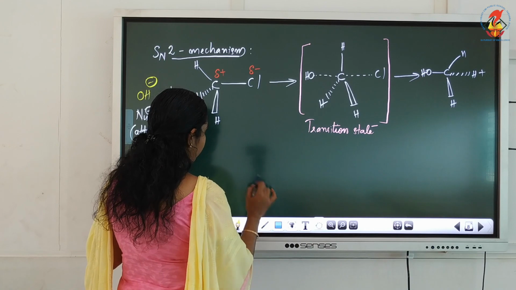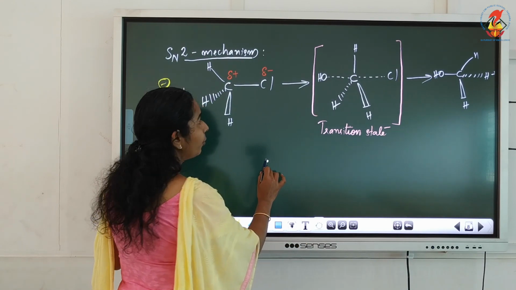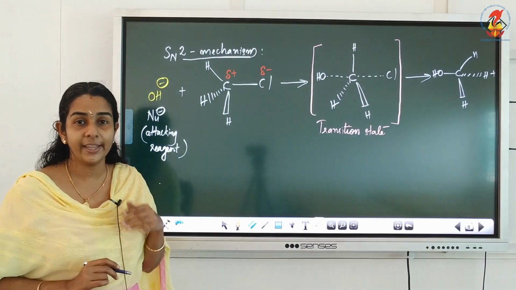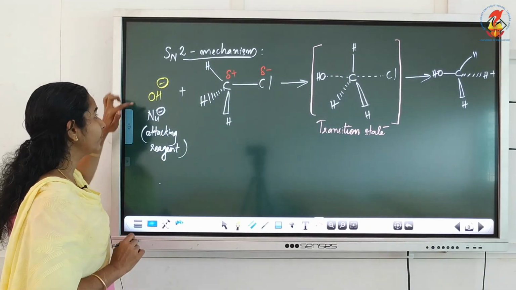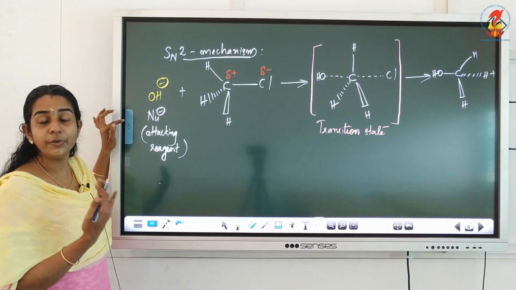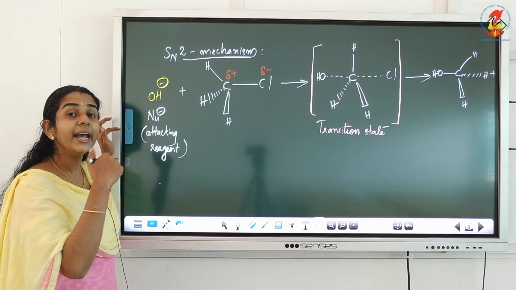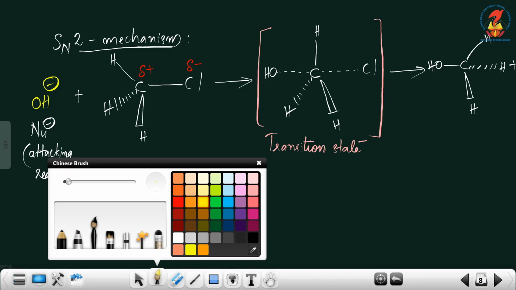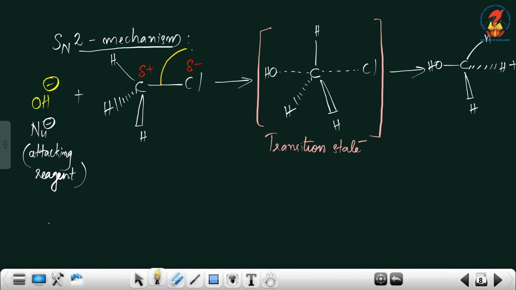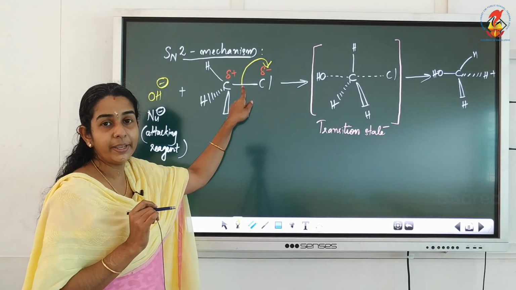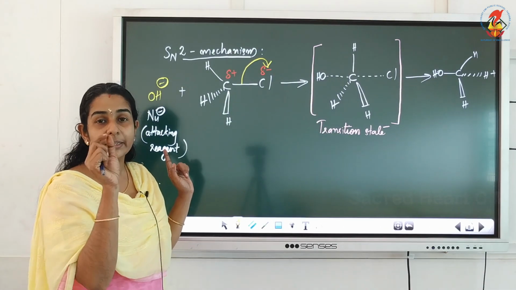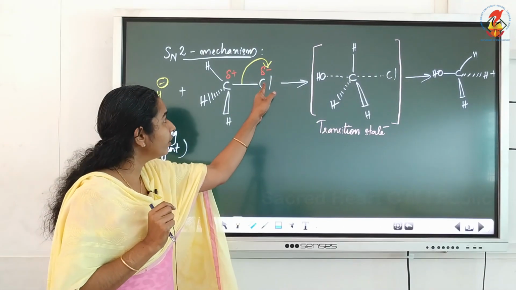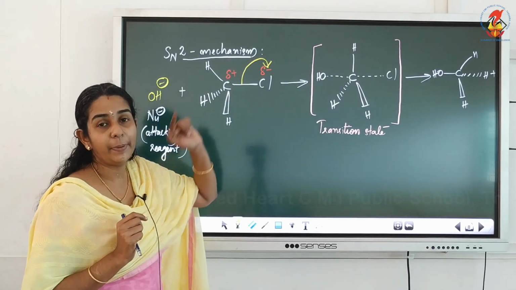Now in this reaction, the nucleophile present is OH minus. So in the SN2 mechanism, the nucleophile, here OH minus, will be attacking from the back side of the leaving group. So here in CH3Cl, chlorine will be going as Cl minus. Chlorine will be going with this bond pair of electrons. If chlorine is going with a pair of electrons, it means it gets a negative charge.